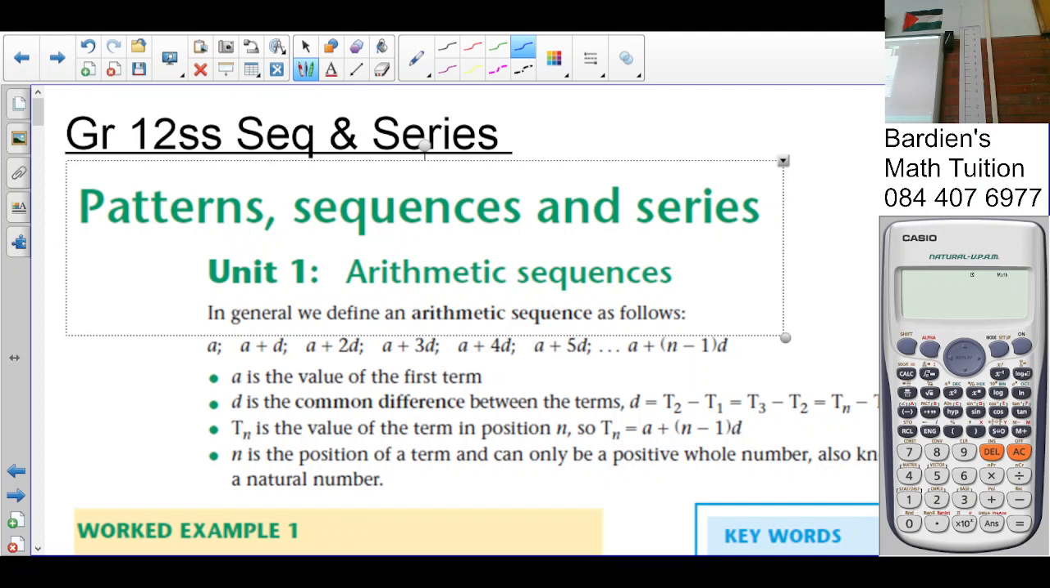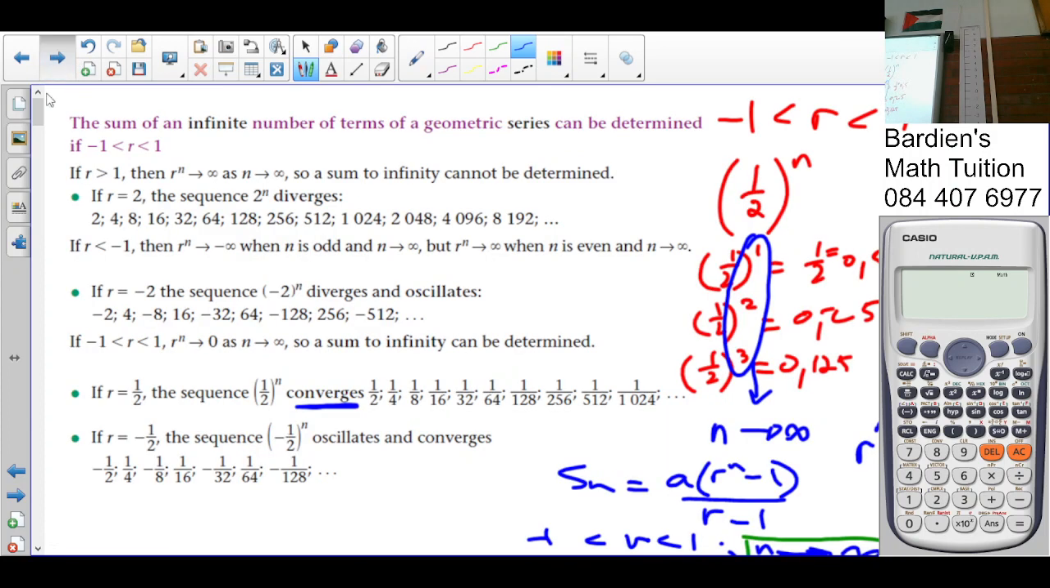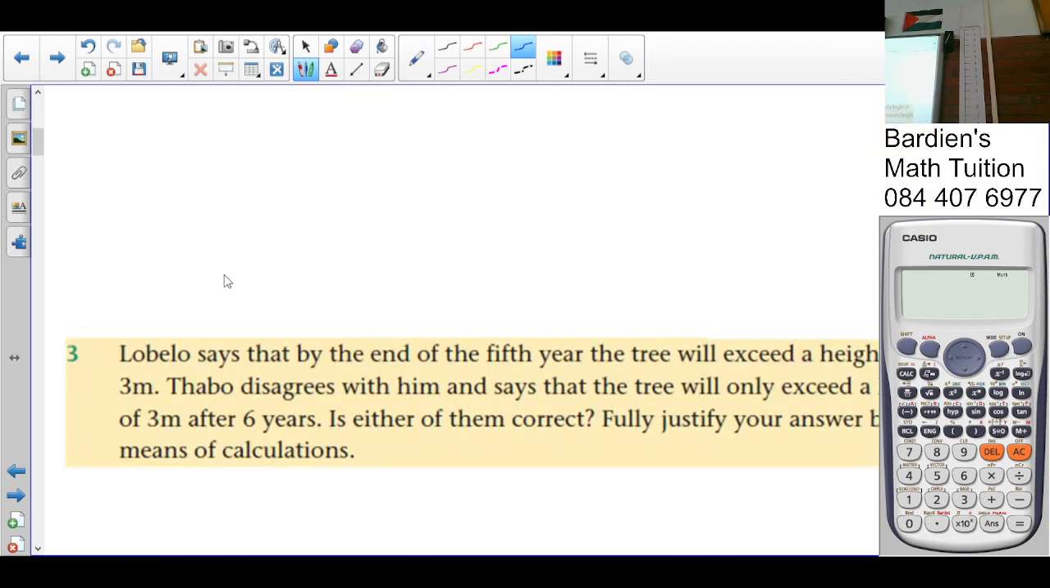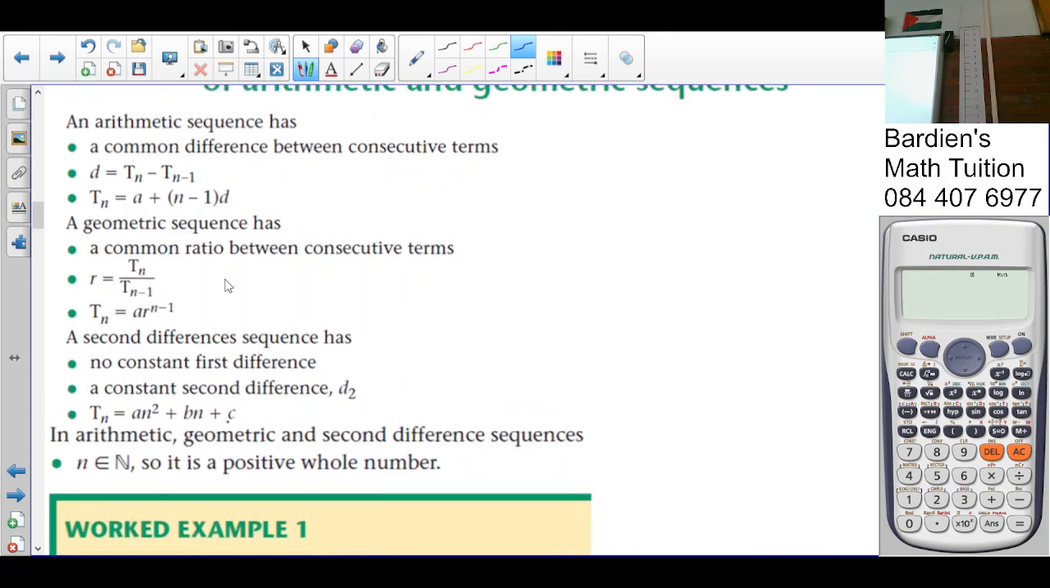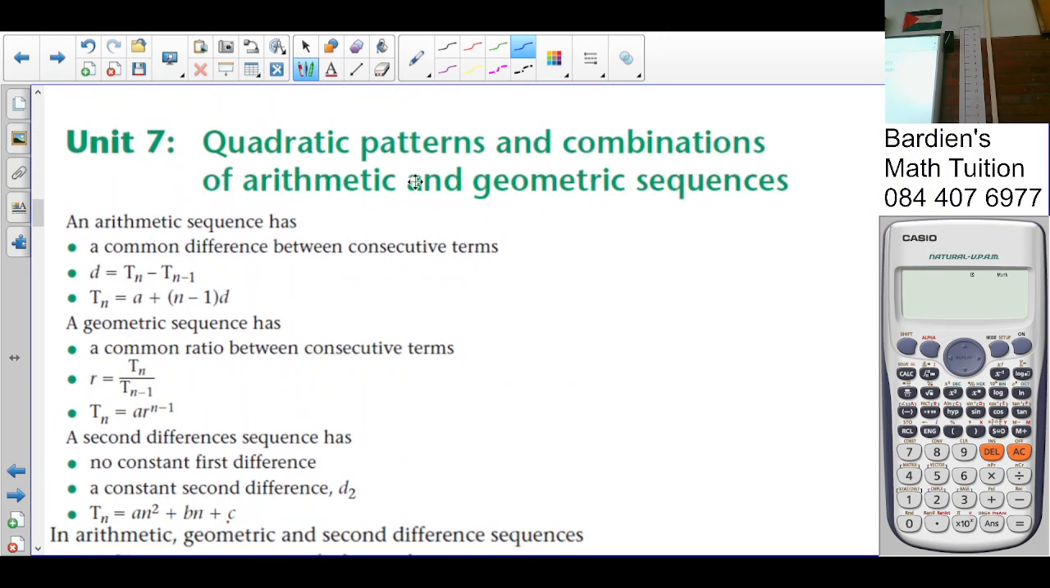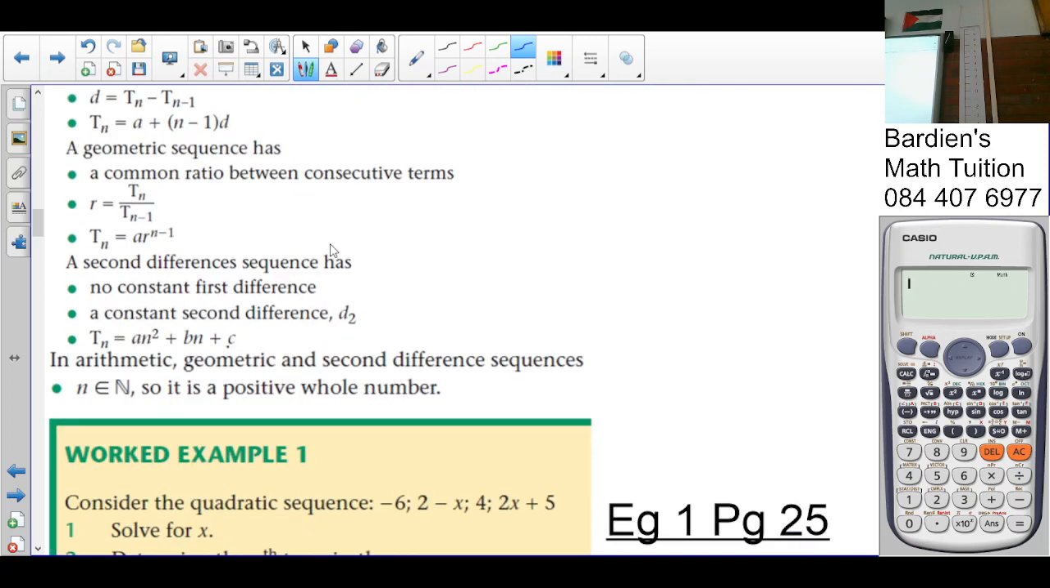So at this point we're looking at sequence and series. This morning we were experiencing load shedding, so I'm just going to do the recording for these examples. We're looking firstly at quadratic patterns, combinations of arithmetic and geometric sequences.